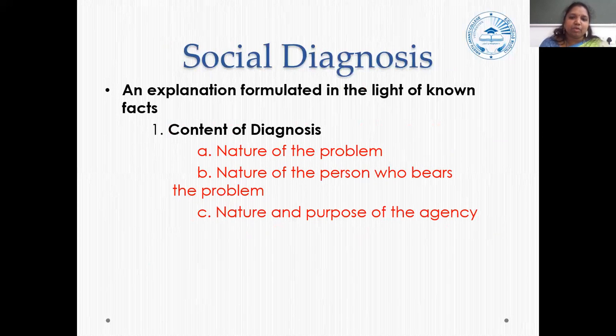Then the second process is social diagnosis. After the psychosocial study, the caseworker should make a diagnosis of the client's problem. The first one is the content of diagnosis. Here, what sort of problem the individual is facing, and what kind of person the individual is who is bearing the problem. And the third important factor is whether the agency has enough purpose in solving the client's problem.